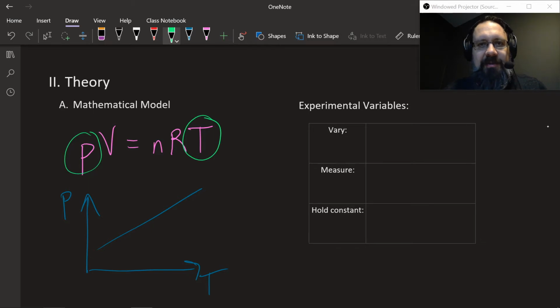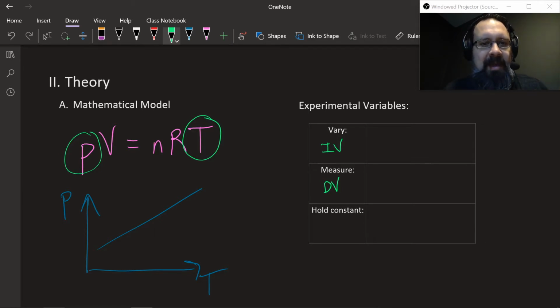And the way it works is there's always going to be one variable that you want to vary predictably, and another one that you want to measure, and then lastly, whatever's left, you just hold constant. You've heard these called the independent variable, the dependent variable, and the control variables or the constant variables. So we're going to use the mathematical model to figure out what the independent and dependent variable are.